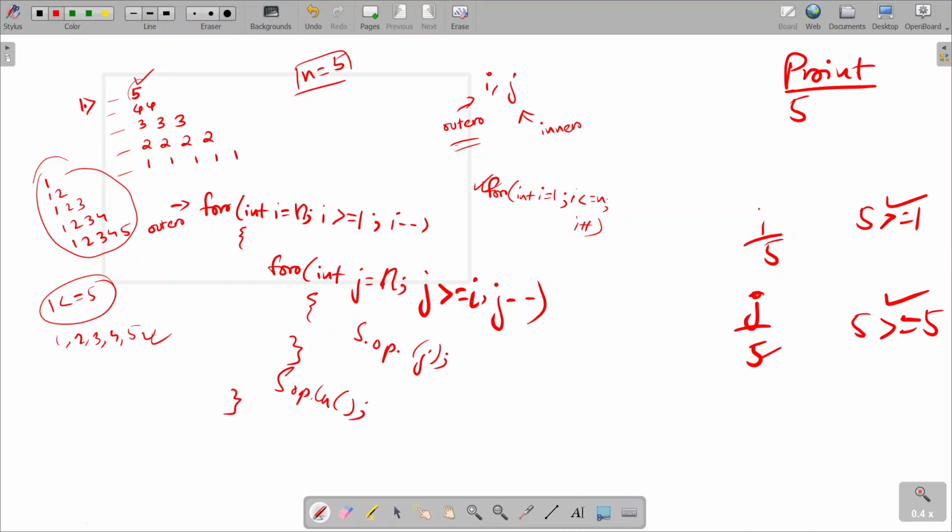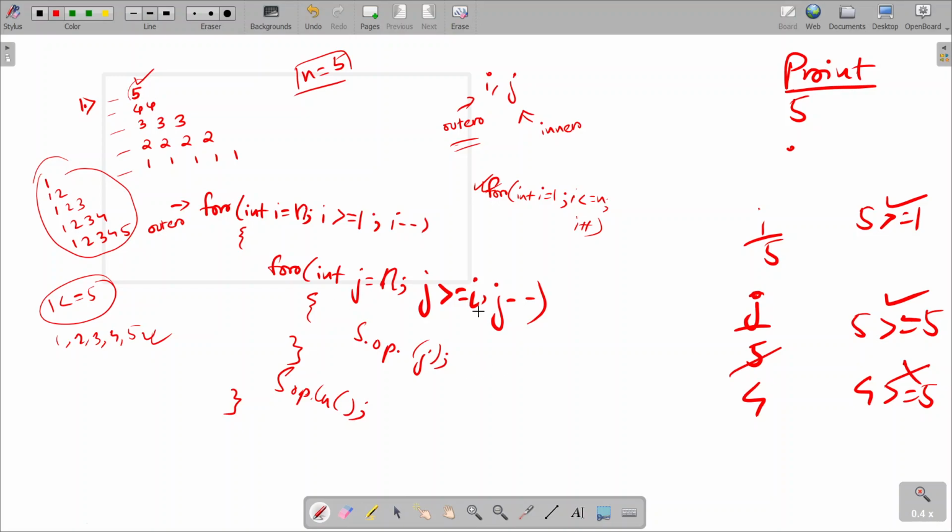Now J is getting decremented to 4. So 4 greater than equal to 5. No, 4 is not greater than equal to 5. So the condition is getting dissatisfied, and we are moving to a new line. We have moved to a new line. All right, so that's fine. It's running according to our plans.